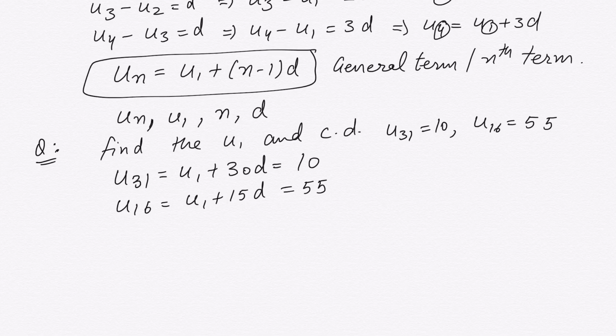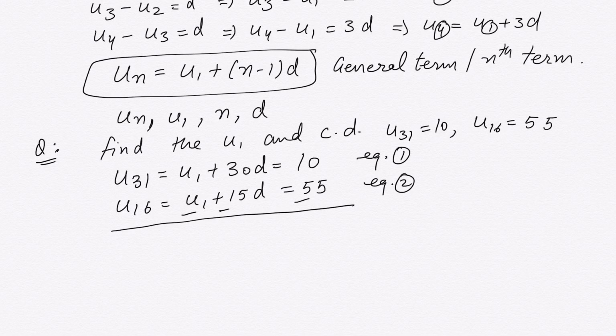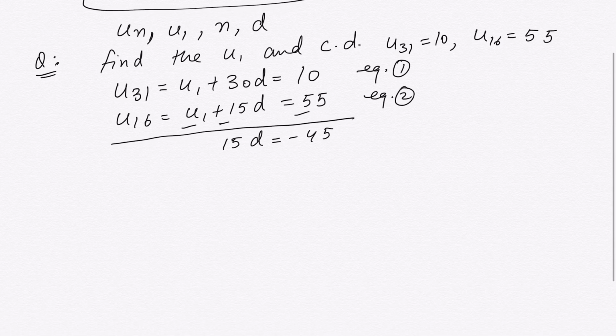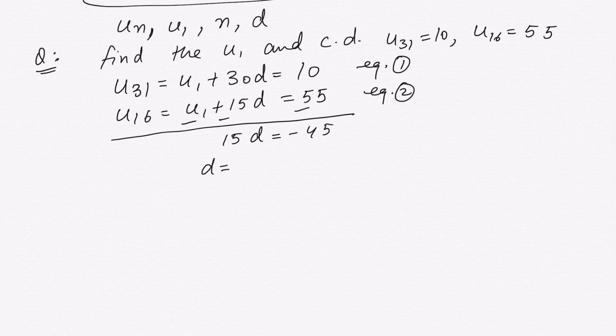Now I got 2 linear equations and there are 2 variables. There are so many different ways of solving 2 linear equations in 2 variables, and one of them is eliminating the variable. I can see that the coefficient of u1 is the same, which is 1 and 1, so I can use vertical subtraction. If I subtract the 2 equations, then what I get is 15d is minus 45, and that gives me the value of d as minus 3.